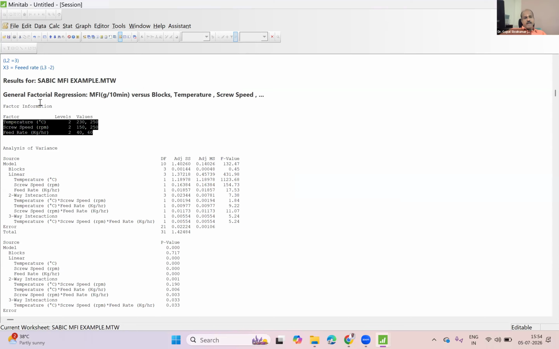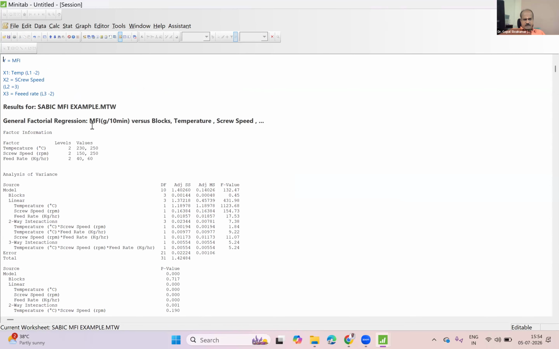But did I speak about the level of the temperature being two? I think it's a typo. Yes, if you scroll up a bit, it is L2 equal to 3. That is a typo. It's two only. All are two. Minitab will automatically write everything for you. See here, it writes everything automatically for you.